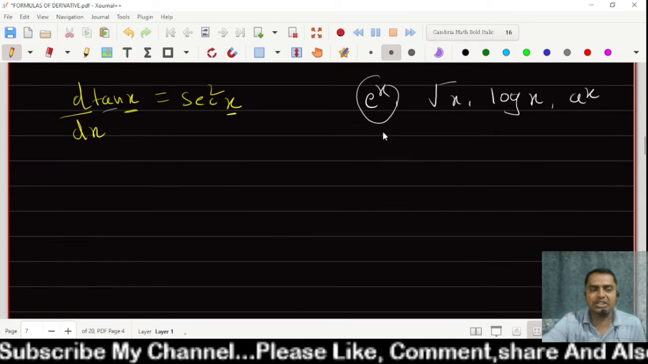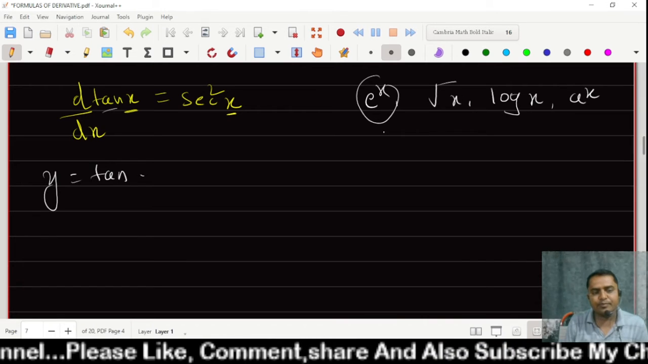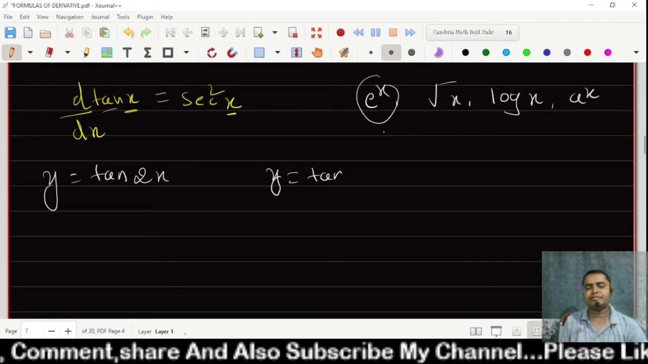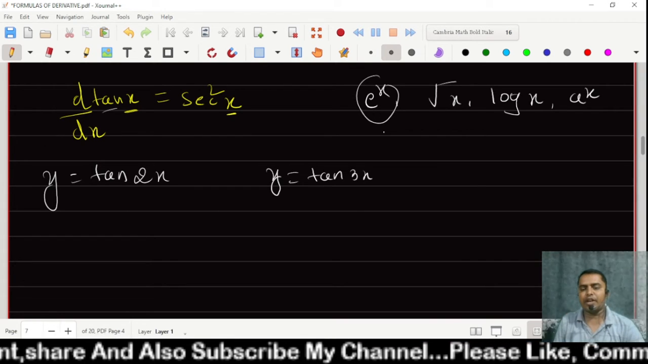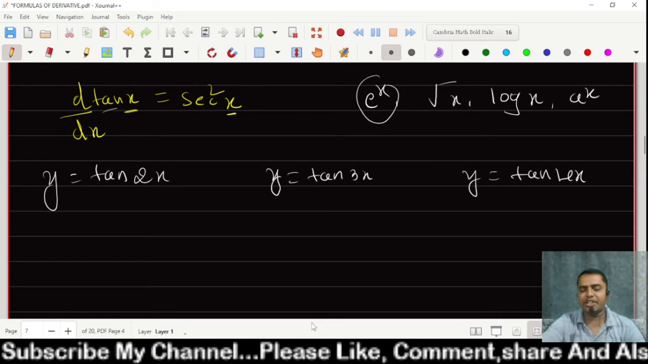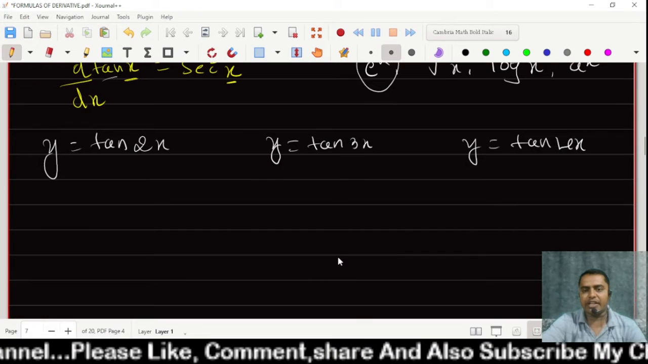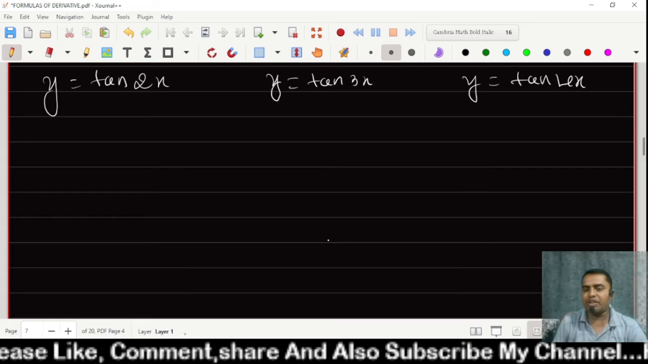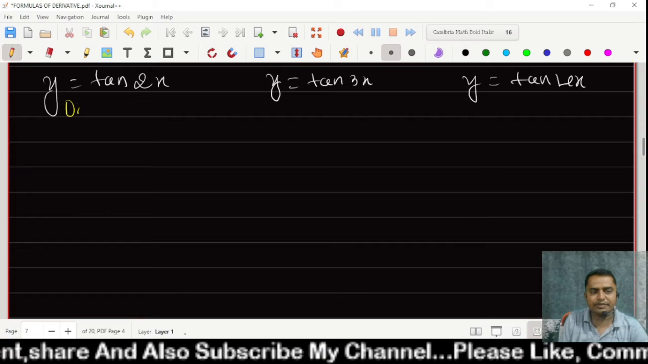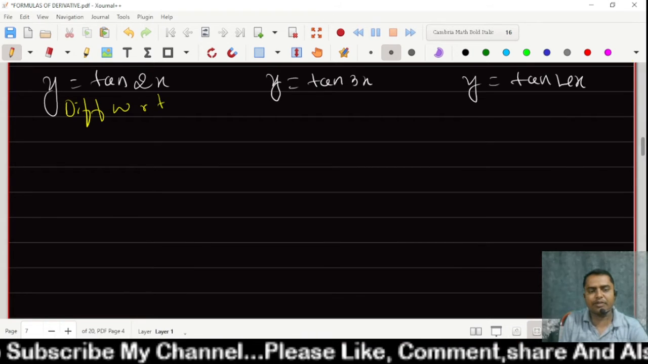So let us understand the derivative of tan 2x. If y is equal to tan 2x, y is equal to tan 3x, y is equal to tan 4x. First of all, we are taking these three problems to understand how to use the formula for the derivative of tan x. As we know, the derivative of tan x is sec square x. Differentiate with respect to x.